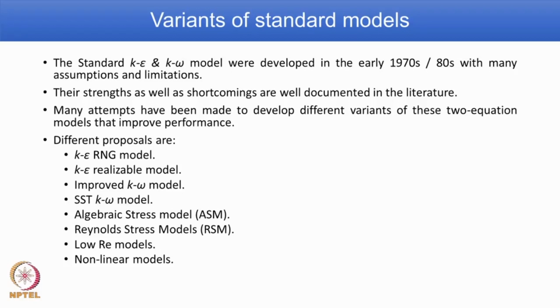They are, for example, K epsilon RNG based model, K epsilon based realizable model, improved K omega model, SST K omega model, algebraic stress model otherwise called ASM, Reynolds stress model otherwise called RSM, low RE models and nonlinear models. It is not possible to go through details of all these different proposals, also the equations. What I am going to do is give a descriptive explanation of the differences for some models, and in the next class we are going to see some details about low RE models.